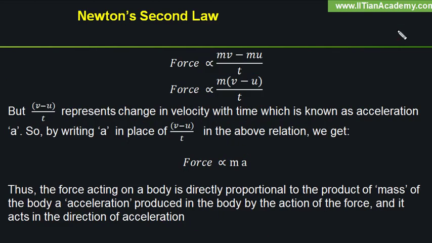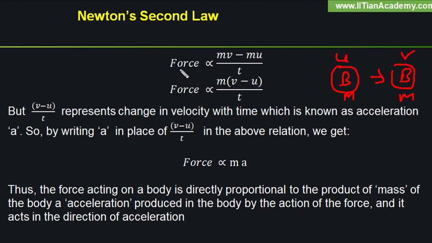Okay, so we have just seen that the force is proportional to the change in momentum by time, which is Newton's second law of motion. So we'll try to derive the formula for the force and change in momentum. Now, this object B had the initial velocity u, then a force was applied, and it became final velocity v. Mass of the object is m.